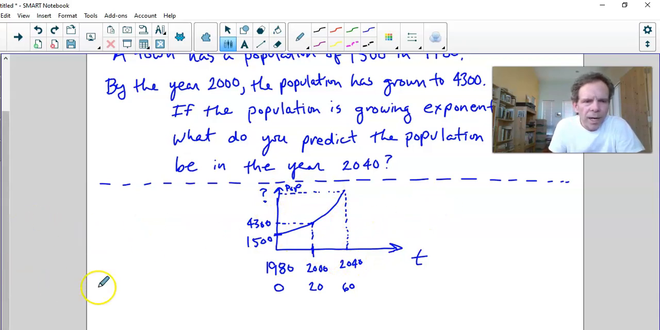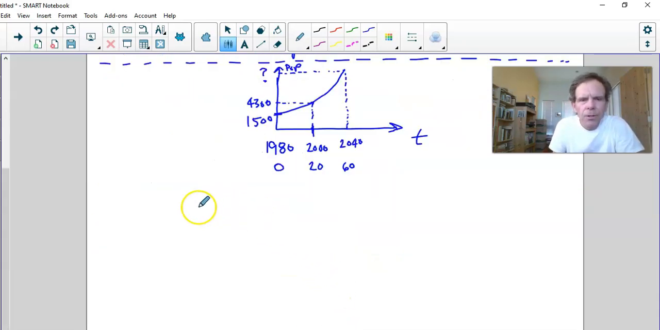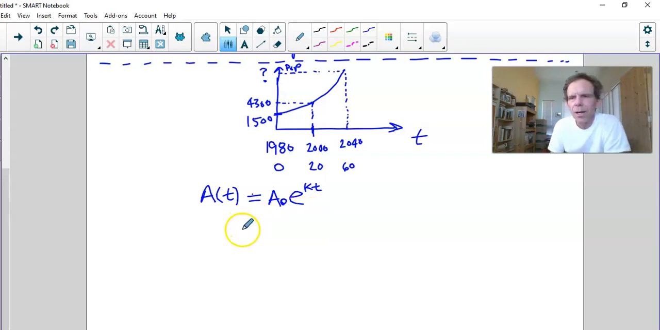The master equation for this situation is: the amount at time t is given by the starting amount, we'll call that A sub 0, times e to the kt. k is a growth rate, and t is the time. A sub 0 is the starting amount, and A sub t is the amount at any particular time.